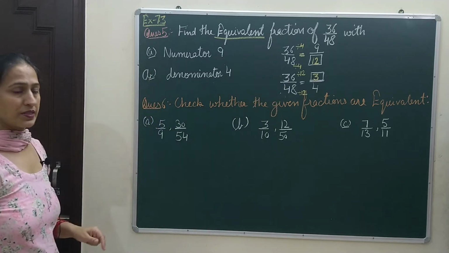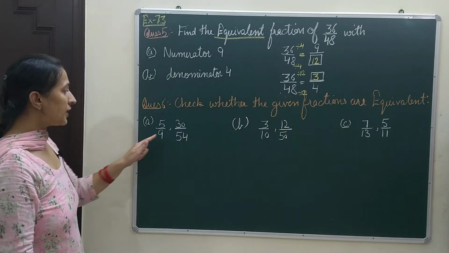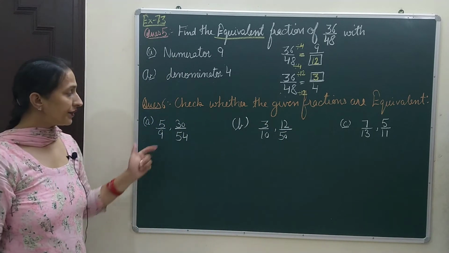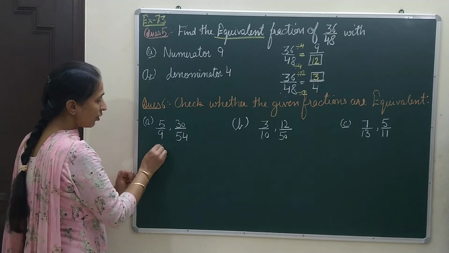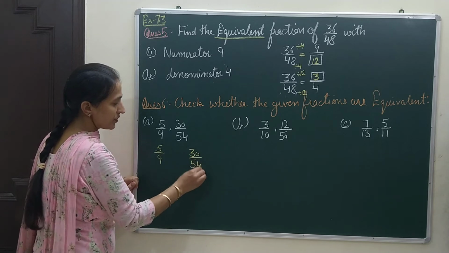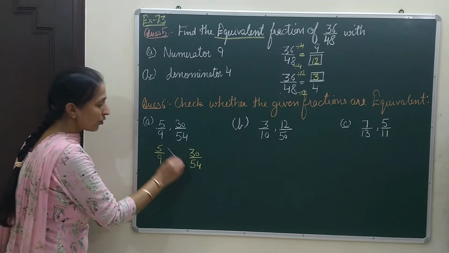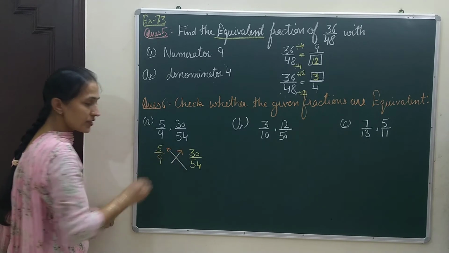Now is question number 6. Check whether the given fractions are equivalent or not. Here I am given some fraction and there is one easy way. Okay, and what is that way? That whatever fraction you are given here, first of all you will write those fractions. Then you will put a cross in between. You will mark arrows on the upper edges.